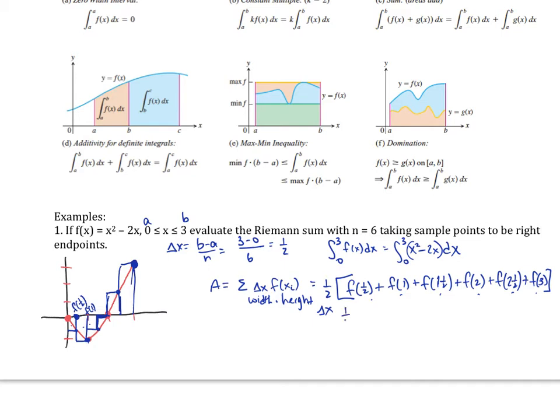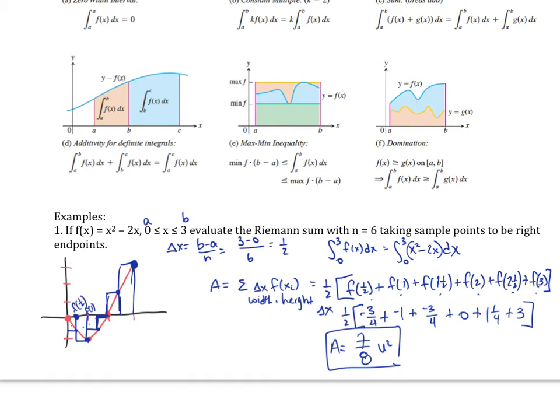So let's find this. This ends up being, well, f of 1/2 comes out to be -3/4. f of 1 comes out to be -1. f of 1.5 comes out to be -3/4. And then 0, because this has 0 height, right? Plus f of 2.5 comes out to be 1 1/4, and f of 3 comes out to be 3. Finishing all this up, I get 7/8 square units as the total area.